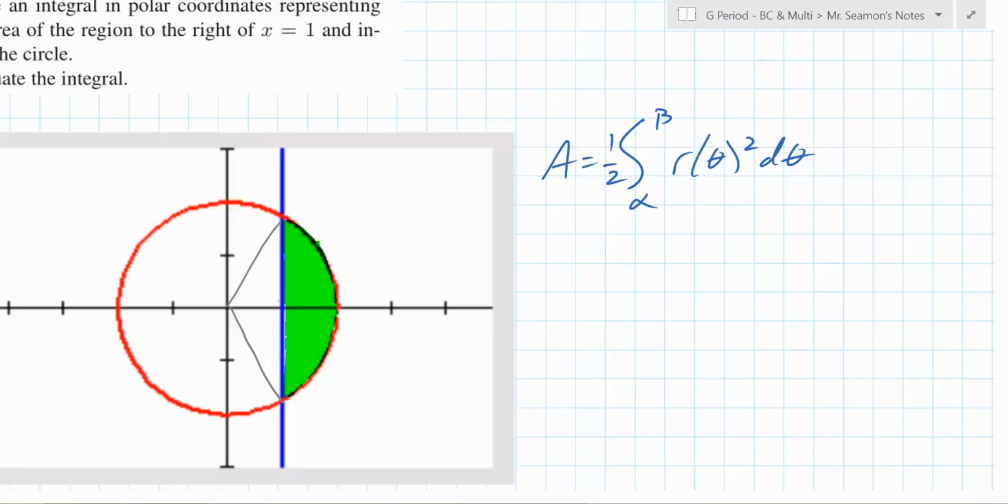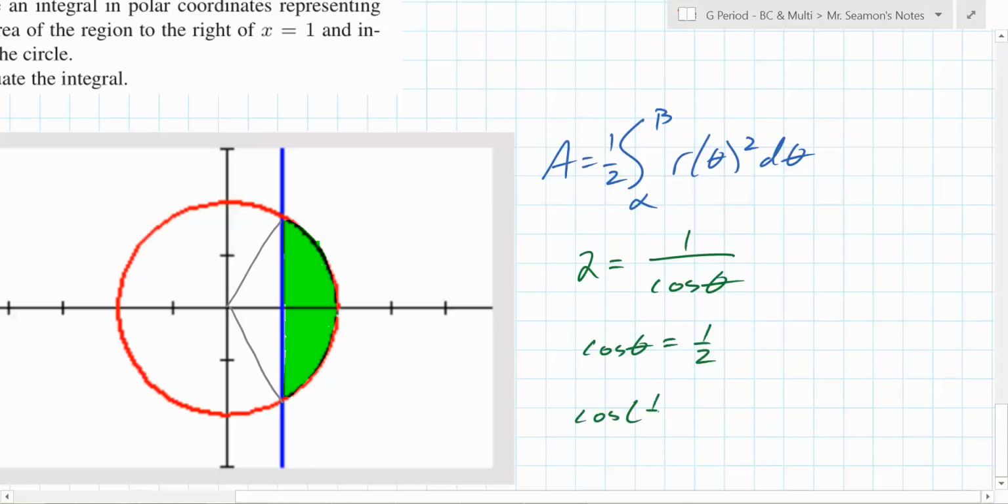No. What did you say? Find the intersection. You need to find alpha and beta. So find the intersections. Exactly, right. So you know that you're trying to solve 2 is equal to 1 over cosine theta. So cosine theta is equal to 1/2, so we're looking for the inverse cosine. The cosine of what is 1/2? Pi over 3. Pi over 3, exactly.